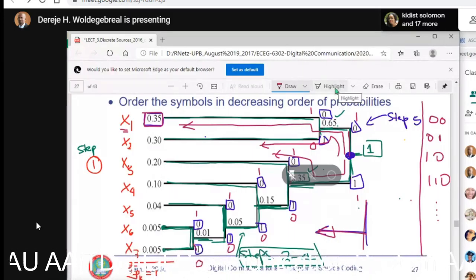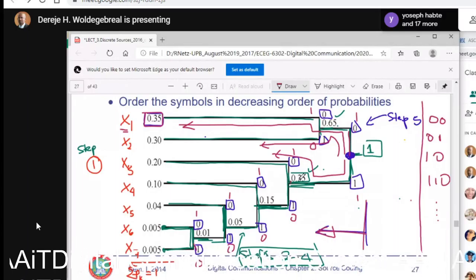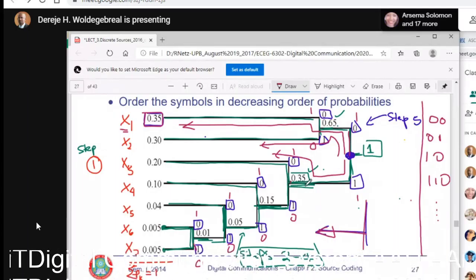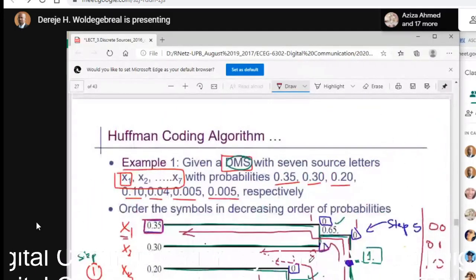In any way, this is a tie break at 0.35.